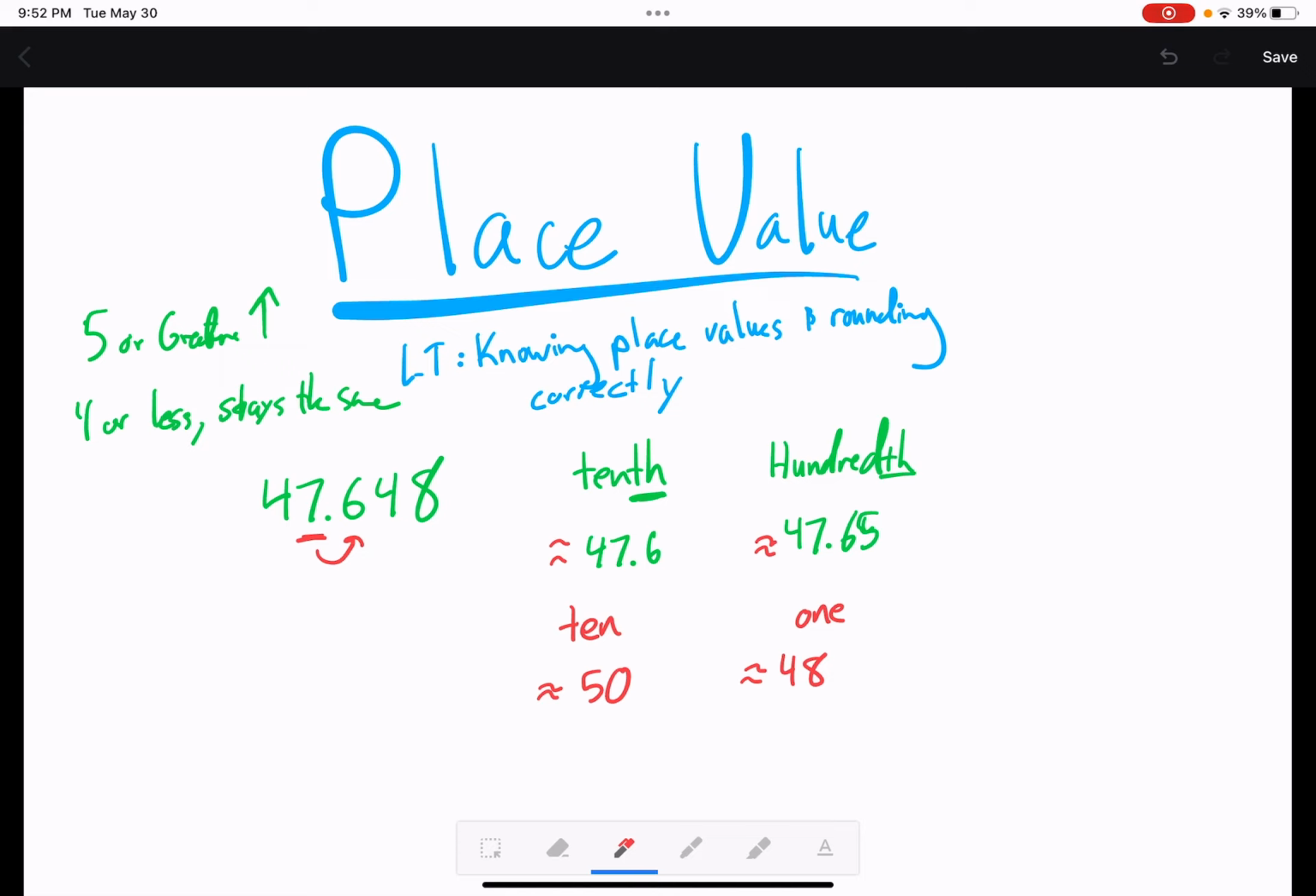So I hope this clarified how you go about rounding different numbers and knowing what the place value is. Just remember, if there's a TH, it's on the right-hand side of the decimal point. And if there's no TH, it's on the left-hand side of the decimal point.